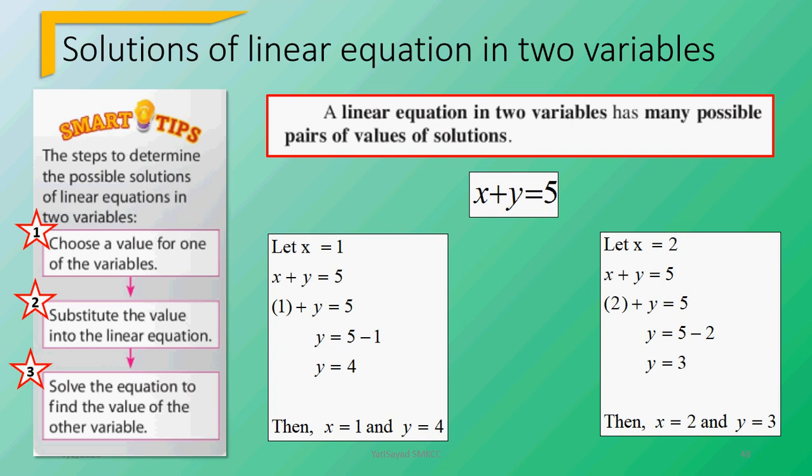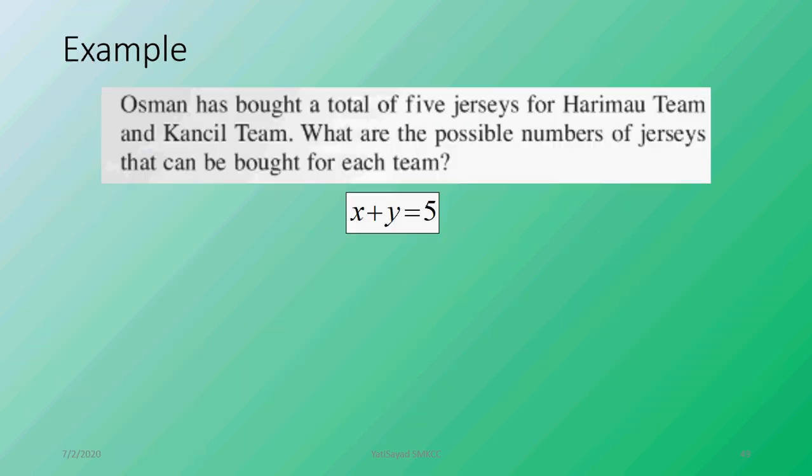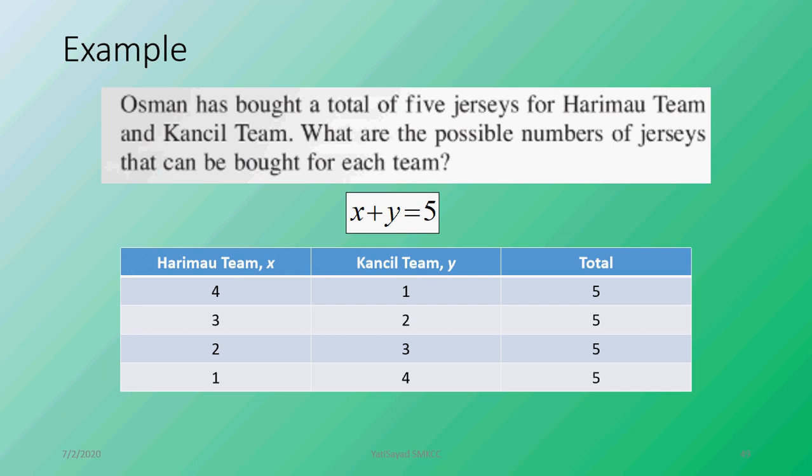So this is actually the arrangement. One, you are choosing a value. You determine on your own what value you want for the first variable, and then substitute it into the equation to find the value of the other variable. Okay, that's why you will have this kind of solution for this question.